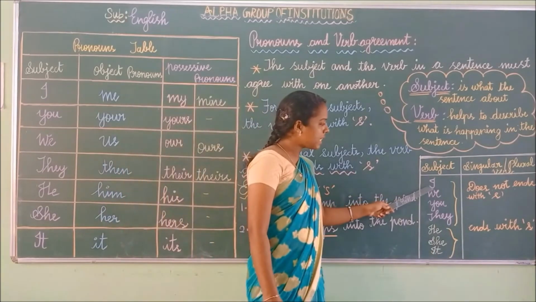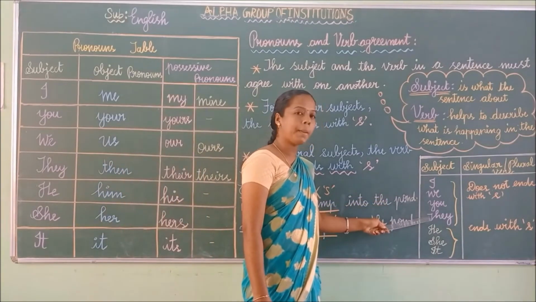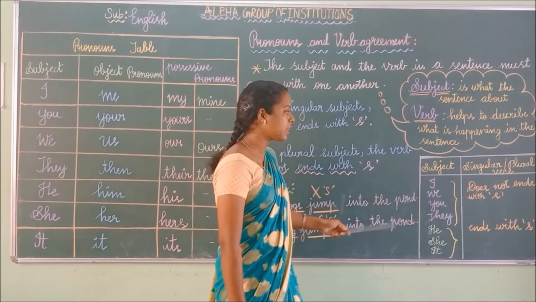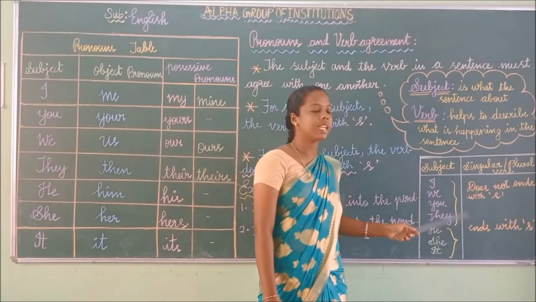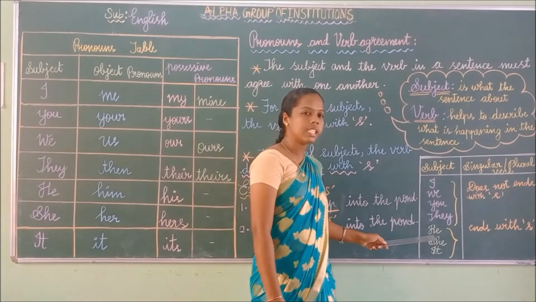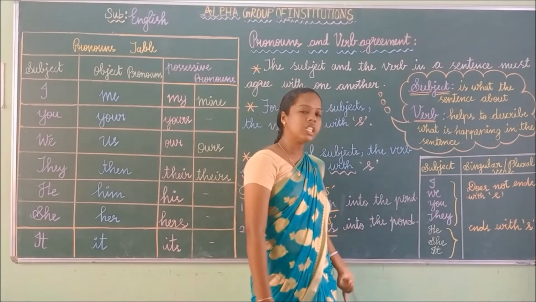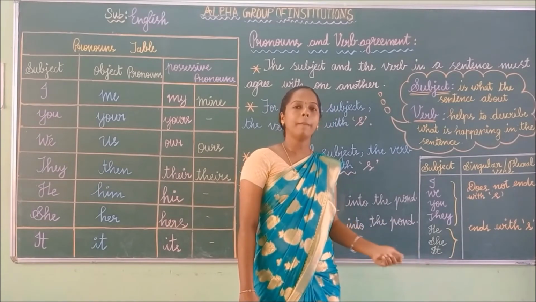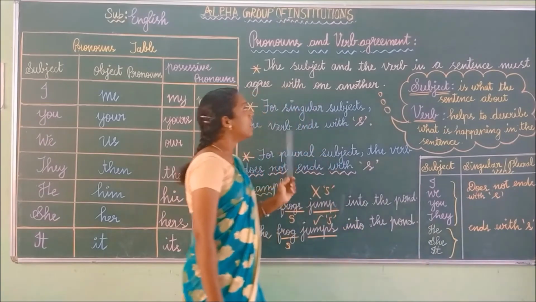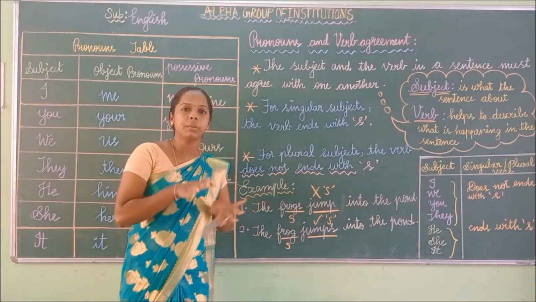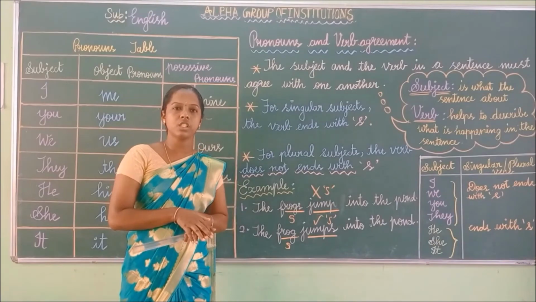So if the subject is I, we, you, they, these are plural subjects. So for a plural subject, the verb does not end with s. He, she, it, these are singular subjects. For a singular subject, the verb ends with s. So the subject and the verb must agree with one another. Have you understood, children?